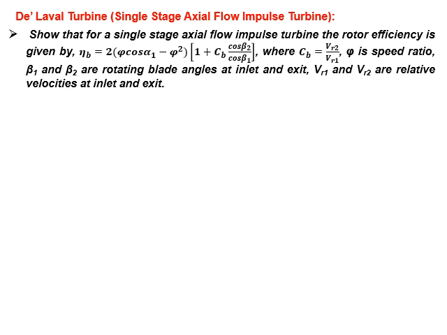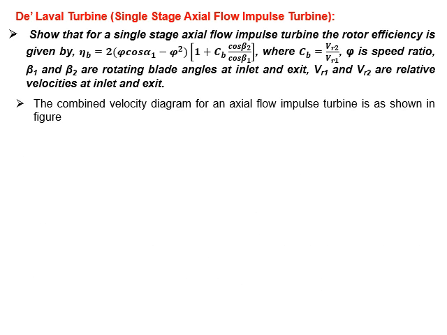Now show that for a single stage axial flow impulse turbine, the rotor efficiency is given by eta_B equals 2 phi cos alpha 1 minus phi square into 1 plus C_B cos beta 2 by cos beta 1, where C_B is equal to VR2 by VR1 and phi is the speed ratio. Beta 1 and beta 2 are rotating blade angles at inlet and exit. VR1 and VR2 are relative velocities at inlet and exit.